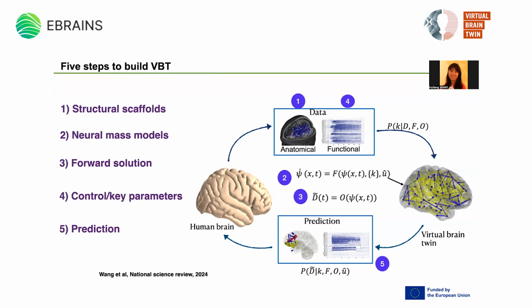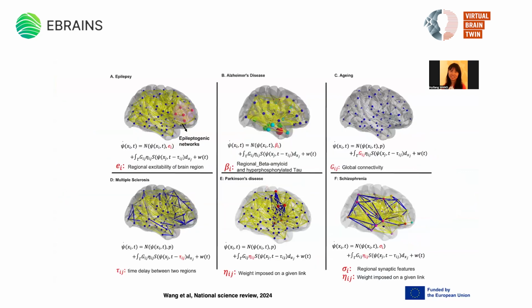Under the same architecture, we can extend this approach to many other conditions. Here I show 6 examples. The key idea is to choose the control parameters that correspond to the underlying pathological mechanisms. For epilepsy, the relevant control parameter is the regional excitability of the brain regions involved. For Alzheimer's disease, the parameters can be related to regional beta amyloid and tau.